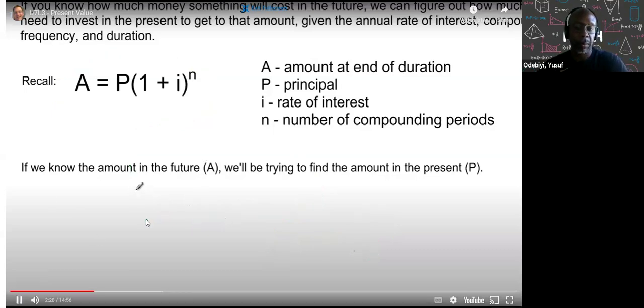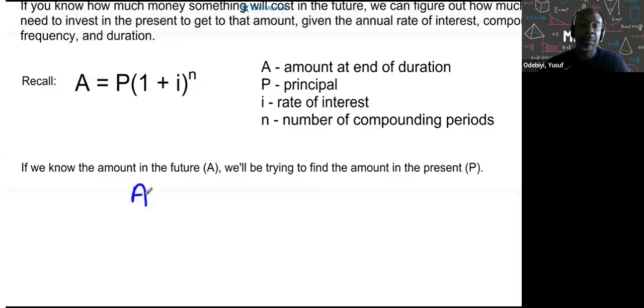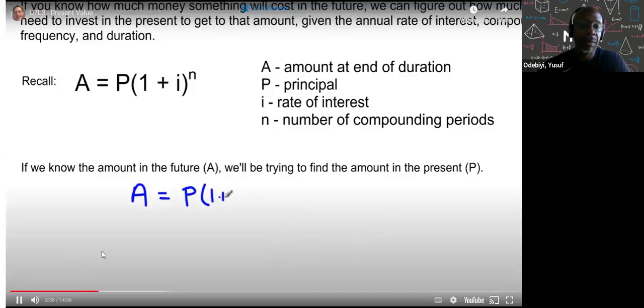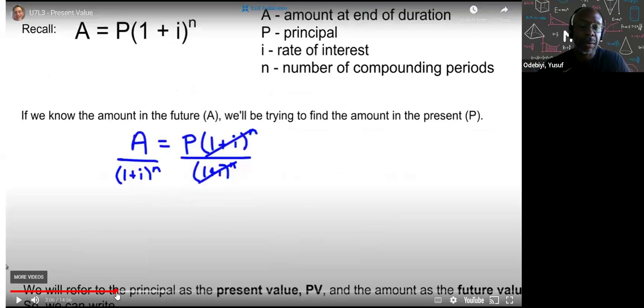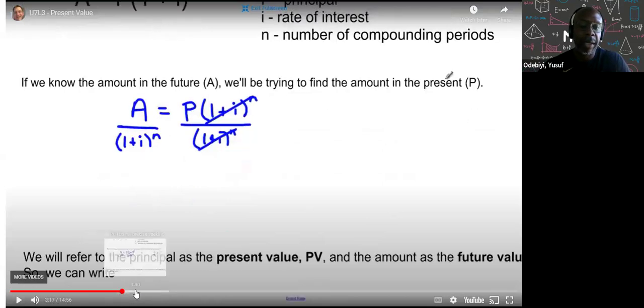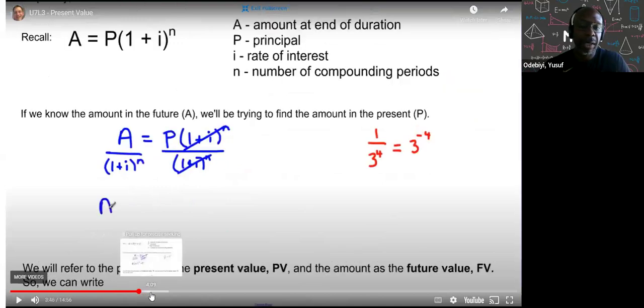Well, let's isolate for P, and we'll see what we end up with. So let's write this formula back out. A equals P times 1 plus I to the exponent n. I'm just going to fast forward because we know. He's just doing cross multiplying, and then what happens? You're going to get.